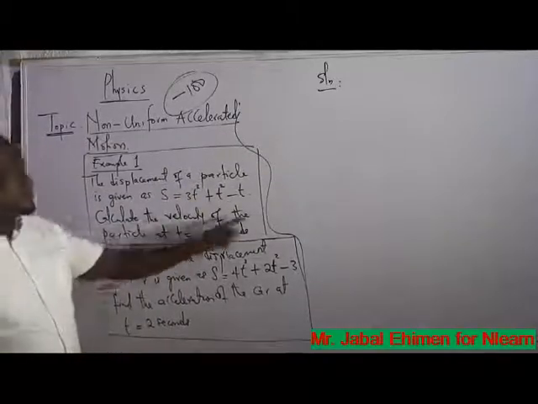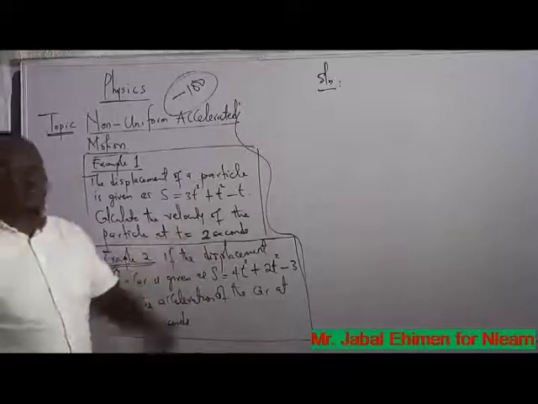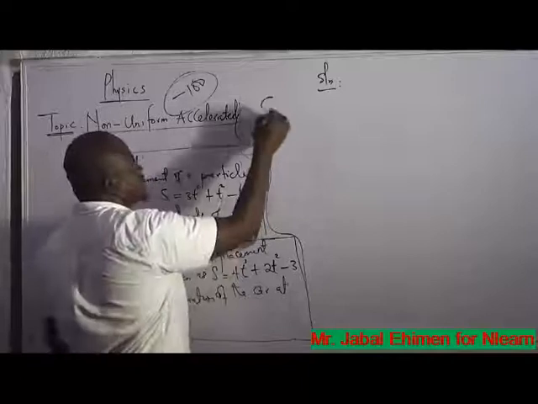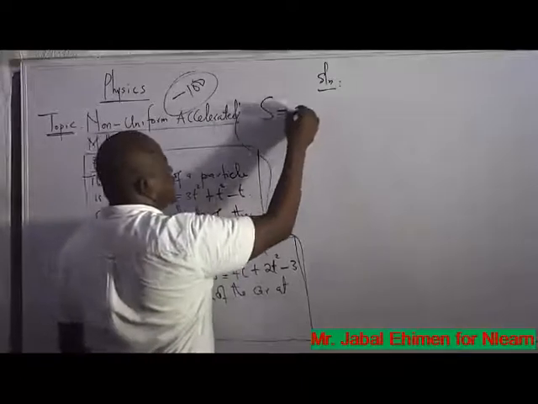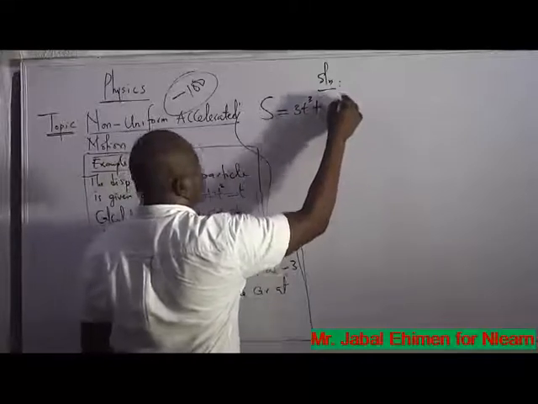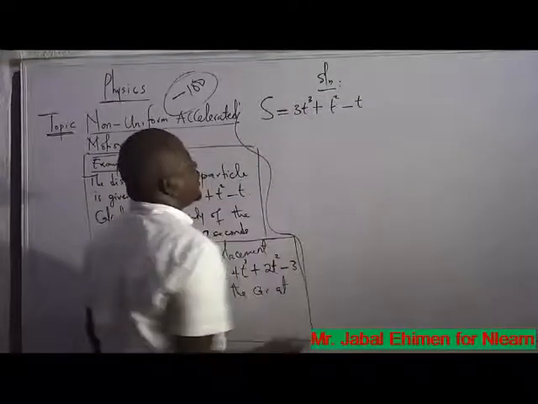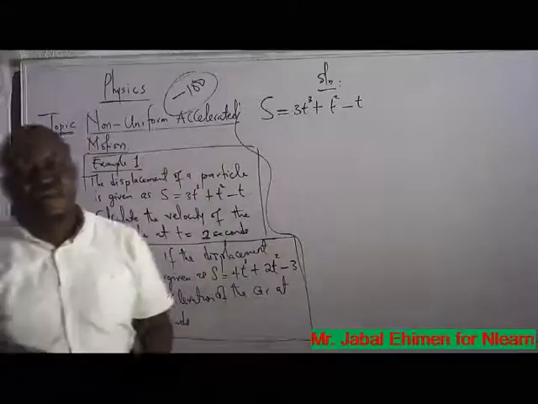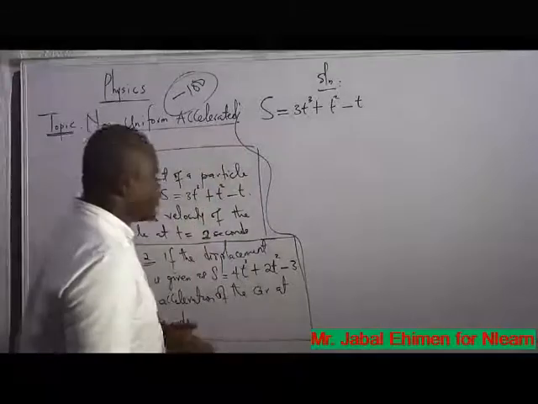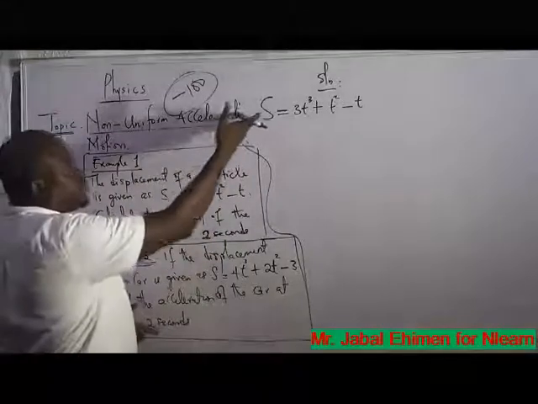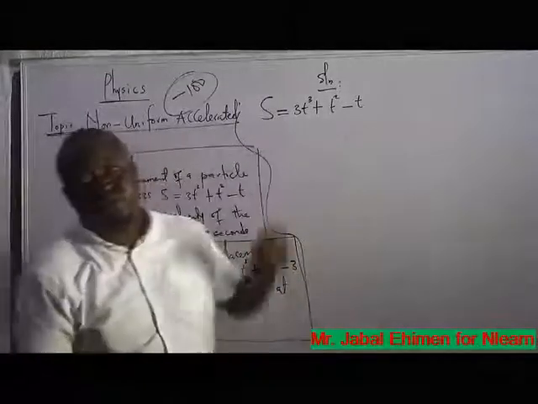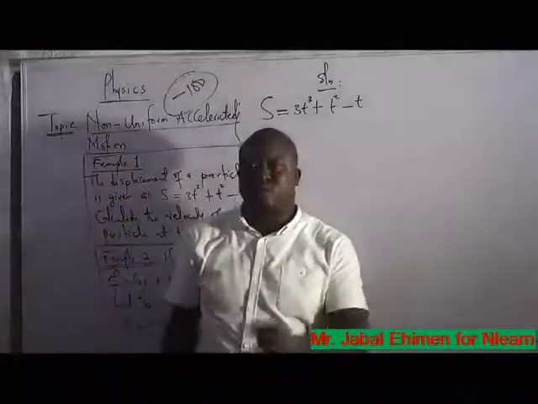Calculate the velocity of the particle at t equals 2 seconds. Now, the first thing you do is write s is 3t cubed plus t squared minus t. Now, this is displacement. When you differentiate this with respect to time, what you get is that value called velocity.